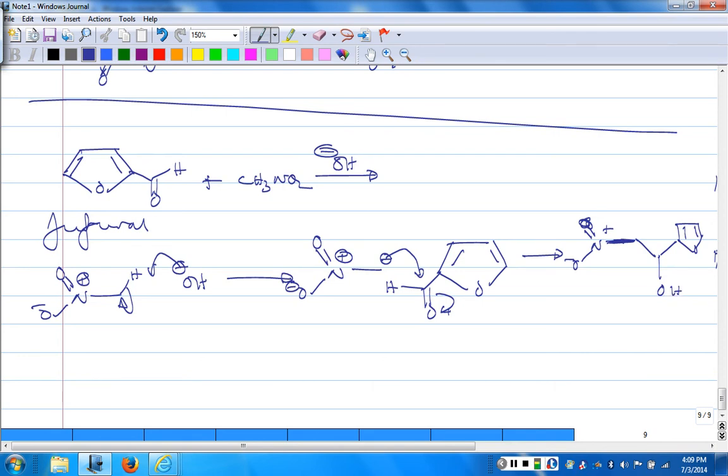But if I look at it, this species can also dehydrate, right? There's an H here. And because I have the aromatic ring adjacent to this structure, this will dehydrate in a flash. So I'm going to end up with this species, double bond, right?